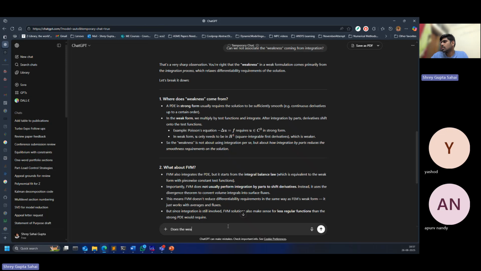Does the weakness also not come from the fact that we are not trying to minimize error at exact points, but generally around a point, in its neighborhood?